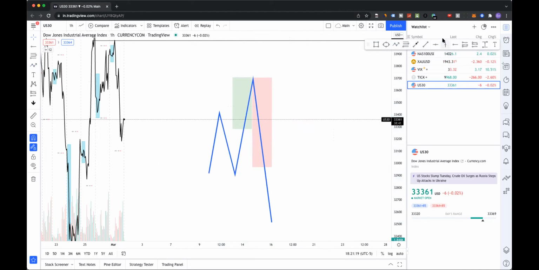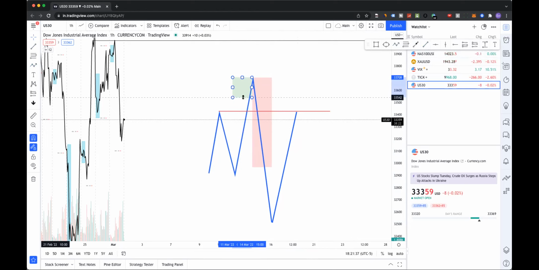Let's say the QM looks like this. We want to see this OB here align inside this left shoulder like this. So if we can get that, this is a higher probability trade. Now, if it comes up like this, I'm still only going to be taking it from here unless it's more than 25 pips.